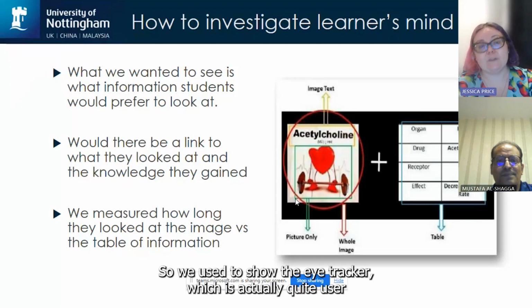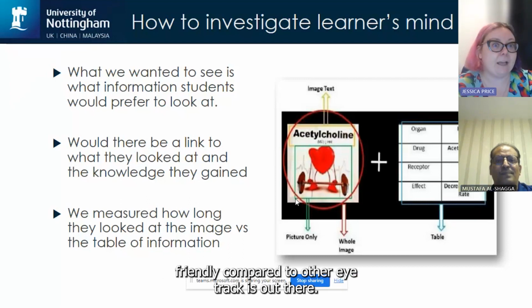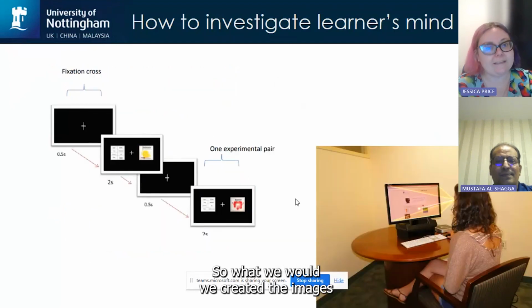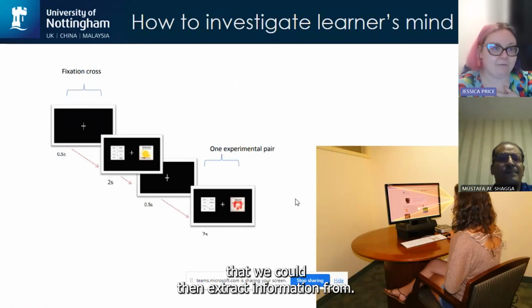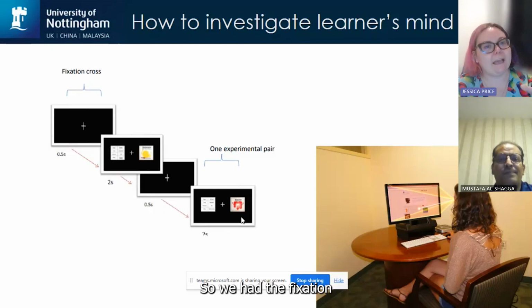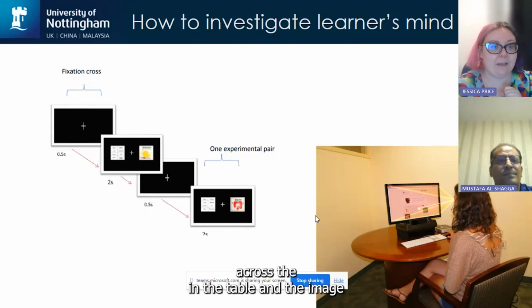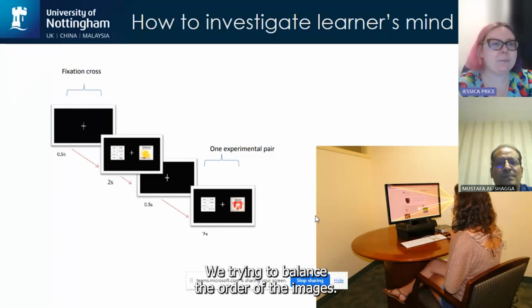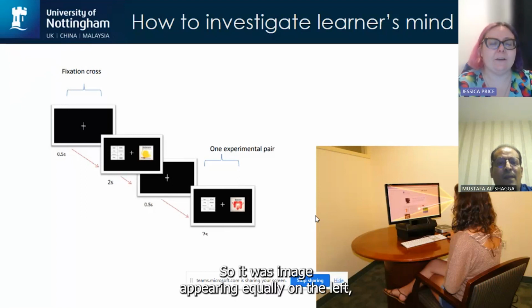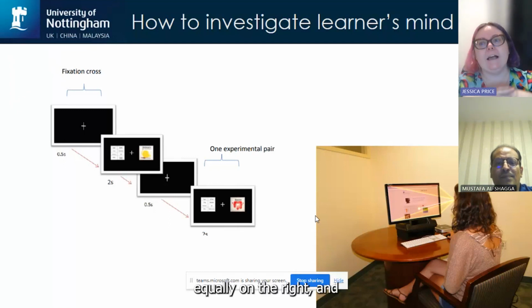We used a Tobii eye tracker, which is actually quite user-friendly compared to other eye trackers out there. We created the images and then created areas of interest from which we could extract the information. We had the fixation across the table and the image, and gave them a chance to look at them. We counterbalanced the order of the images, so the image appeared equally on the left and equally on the right.